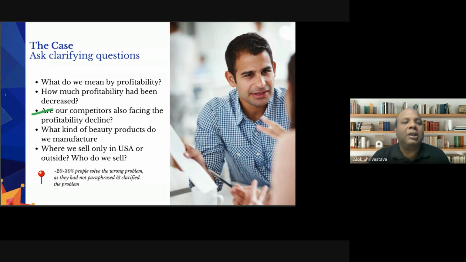Are our competitors also facing the profitability decline? Now, that's a very important question. Why is it an important question? Because if our competitors are also facing this problem, then it is an industry-wide problem, and there is some problem in the external environment. Versus if we are only facing this problem, then you can assume that the problem is something with us, right?